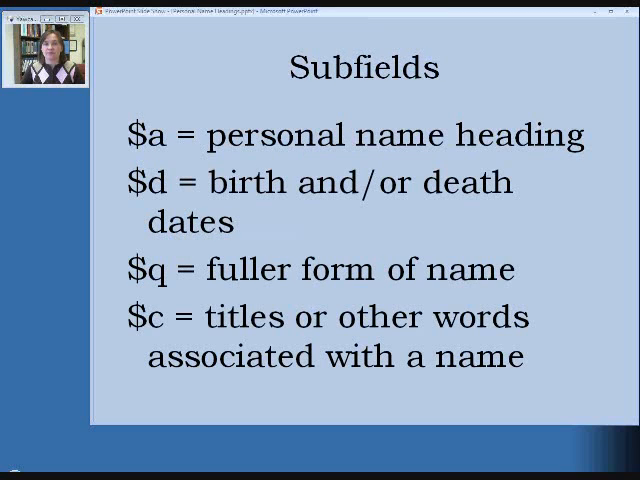Now the subfields, when we're talking about MARC formatting, also get a little bit more complicated with the personal name headings. This is the first time that we're going to see subfields other than just A for a subject heading. So for personal name headings, subfield A is used for the main heading itself, and then the other subfields are used for the various types of qualifiers. If you have a heading with birth or death dates, or both, those go in subfield D. A fuller form of the name appears in subfield Q, and subfield C is used for titles or other words associated with a name.